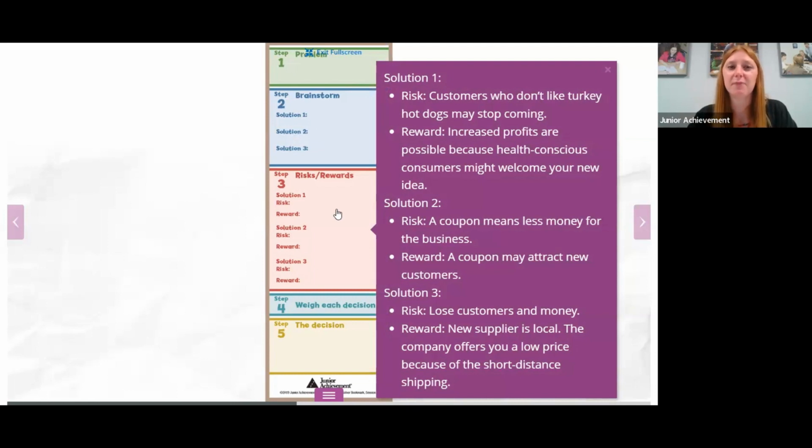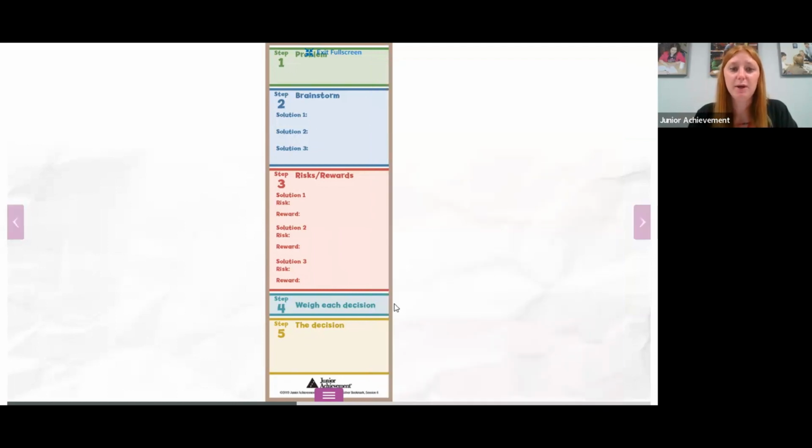Smaller words are going to be easier for them to write because there's just not a lot of room on the bookmark to write everything. Then if they came up with their own solution, have them brainstorm risks and rewards for that as well. It's not going to be on the on-screen presentation, but it's really fun to see how creative the students can be. Then you're going to weigh the decision, and then we're going to vote as a class to make the decision of what we should do.